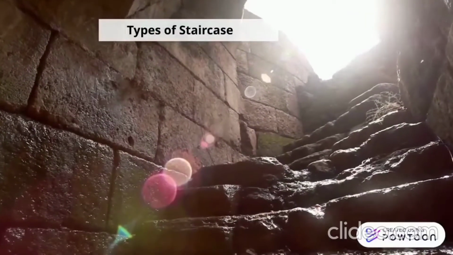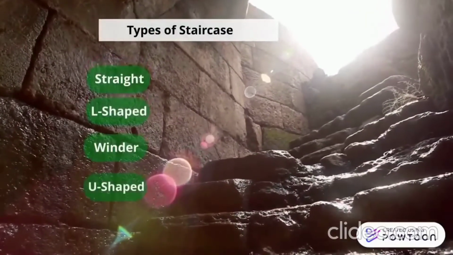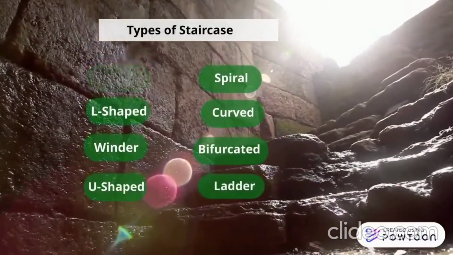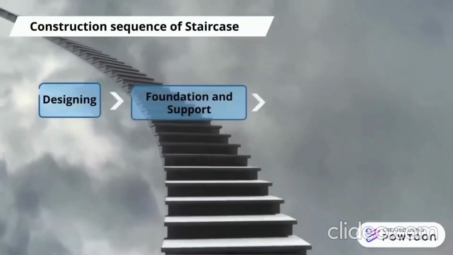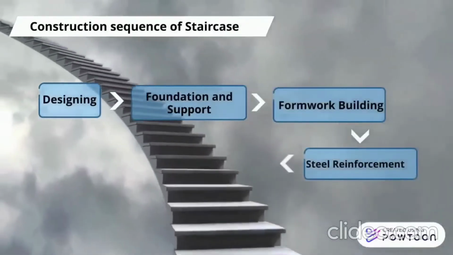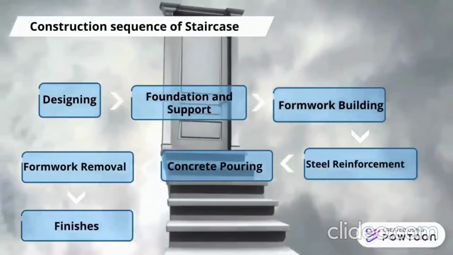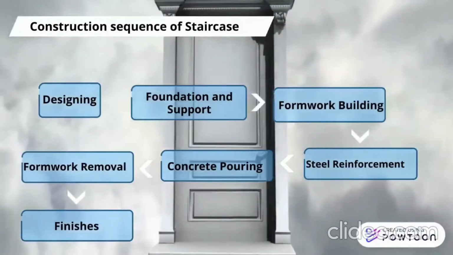Types of staircase: straight, L-shaped, winder, U-shaped, spiral, curved, bifurcated and ladder. Construction sequence of staircase: designing, foundation and support, building the formwork, steel reinforcement, concrete pouring, formwork removal, finishes on stairs.